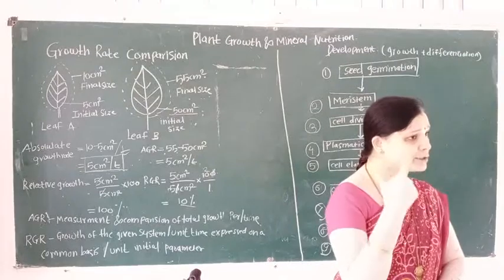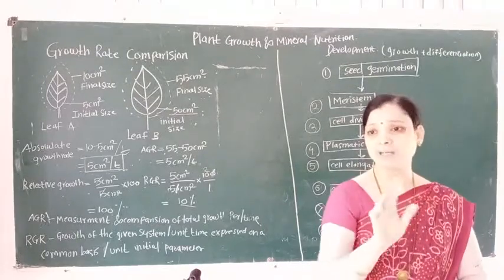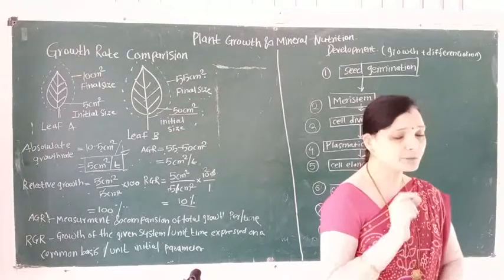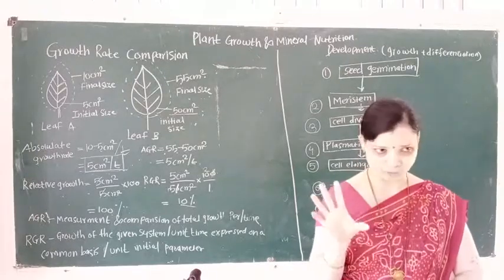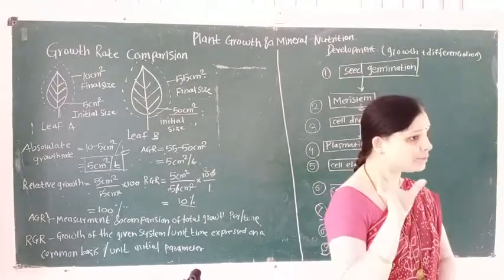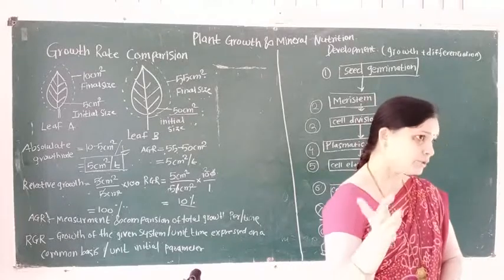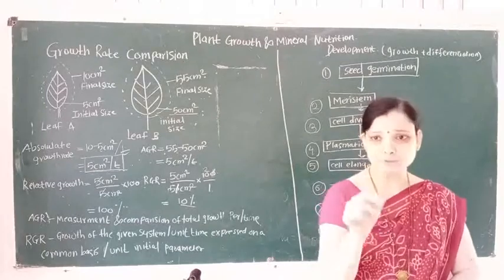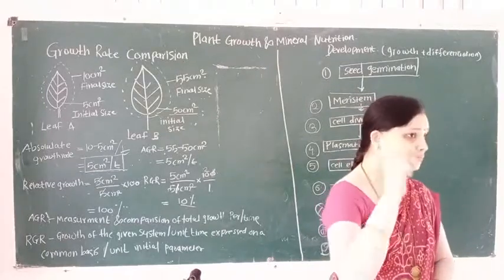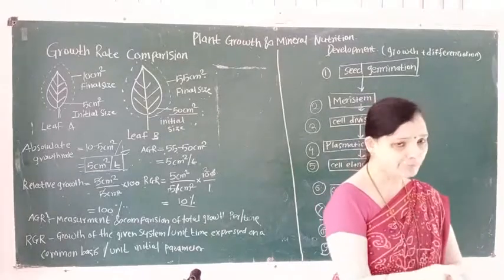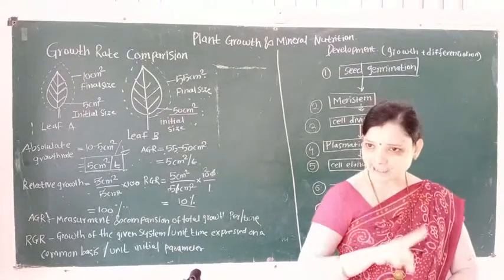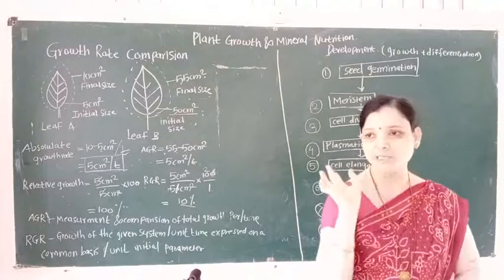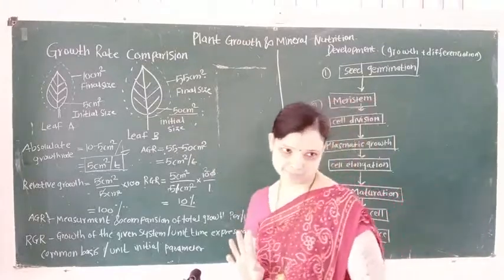Meristematic tissue has the ability of cell division, and in permanent tissue this ability is lost. So the permanent tissue becomes mature. So we remember this point: meristematic tissue has the ability of cell division and permanent tissue has lost the ability of cell division.